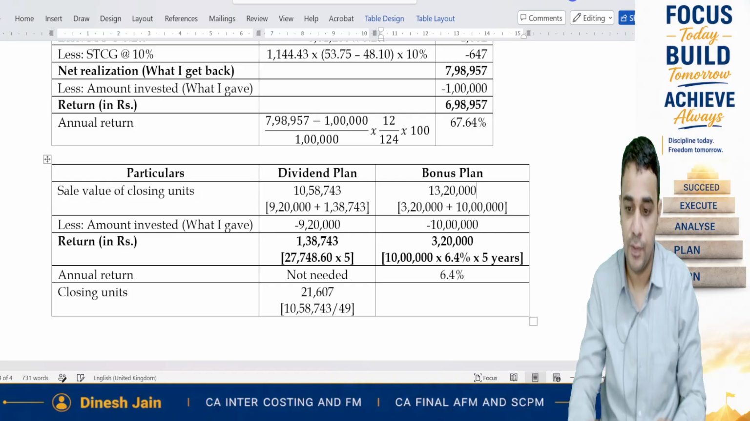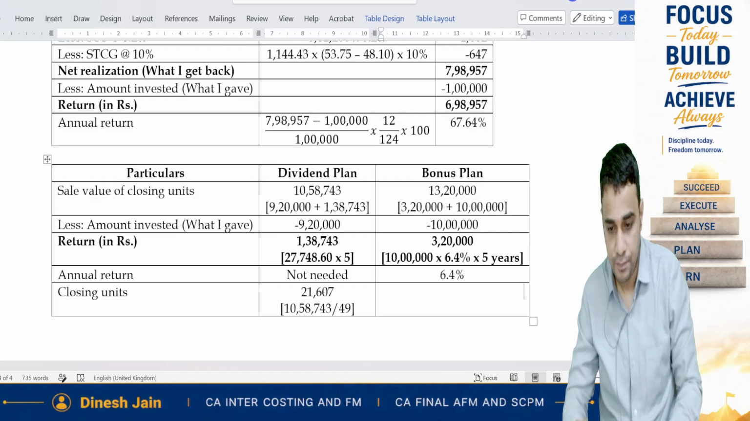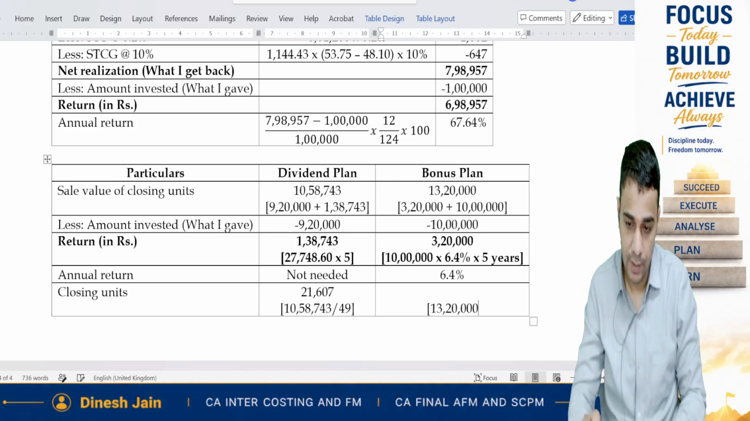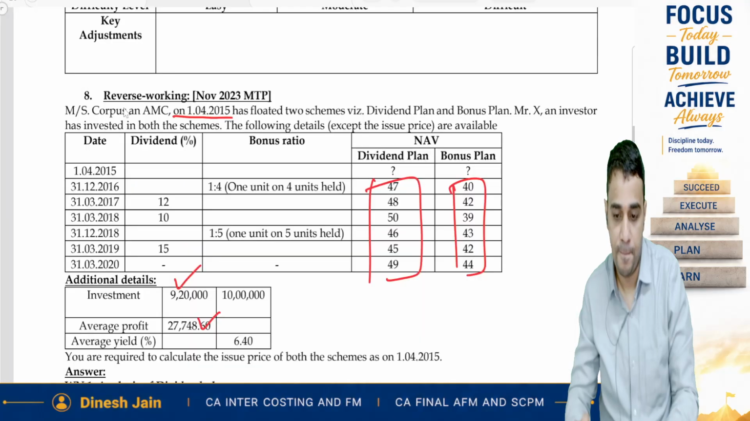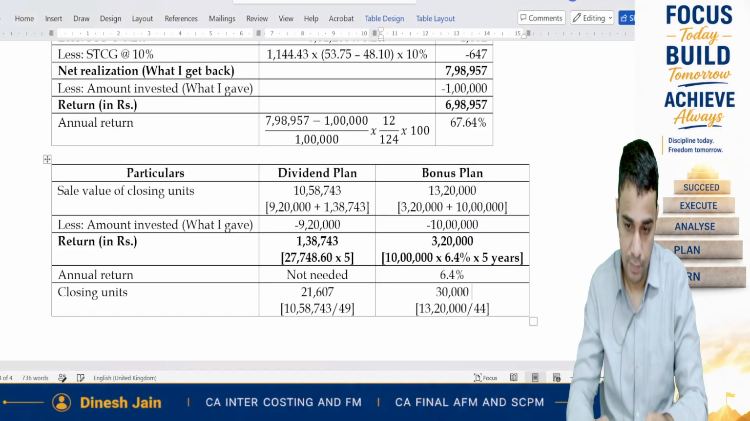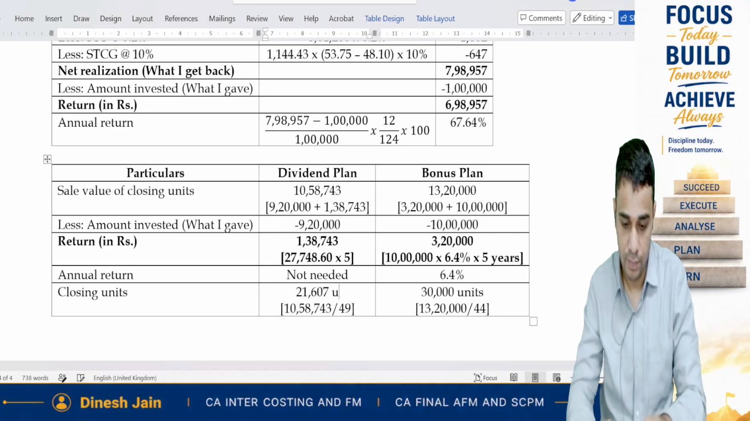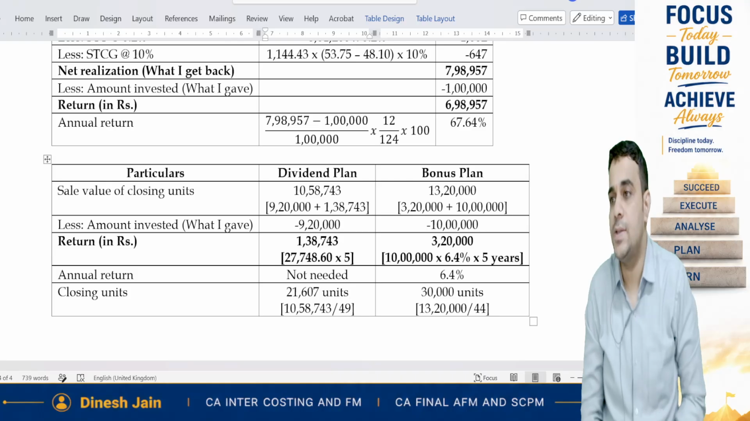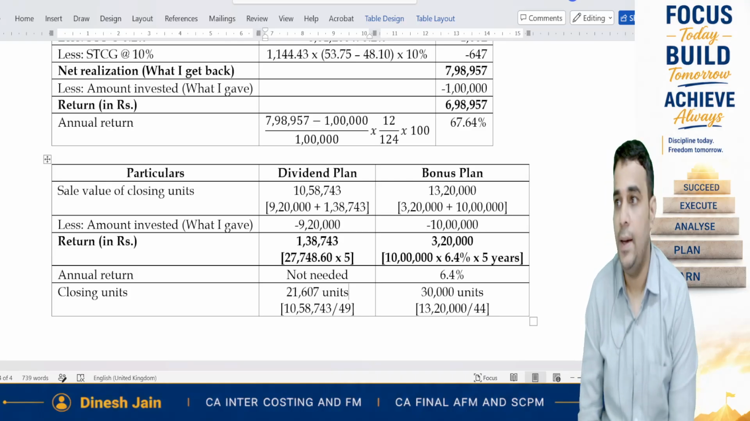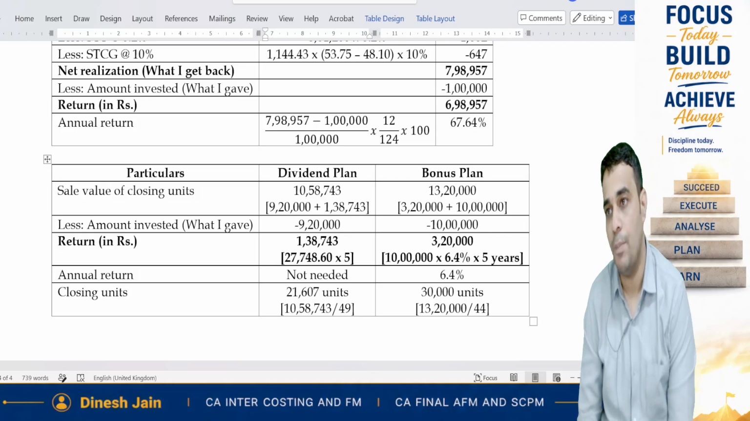Lakh 20. Closing units 1320 divided by how much? 21,607, 30,000 units. I need to now go back to the opening units somehow.